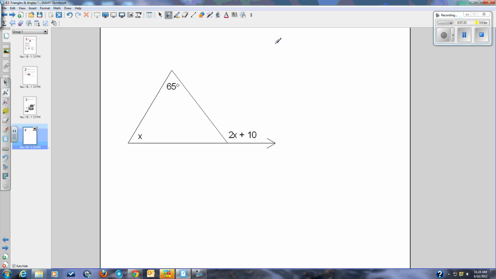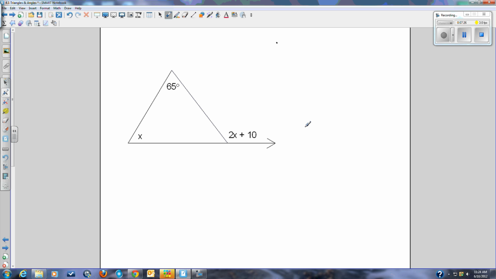We're given this figure, and we would like to find the value of x. Let's think about it. This angle here, where it says 2x plus 10, is one of the exterior angles. And the measure of that exterior angle is equal to the sum of the two remote interior angles. So that would be x and 65. So in other words, 2x plus 10 is equal to x plus 65.